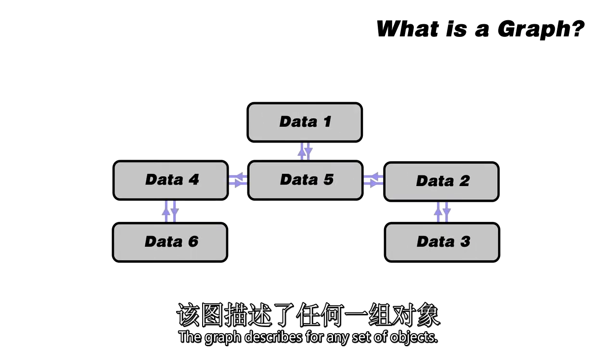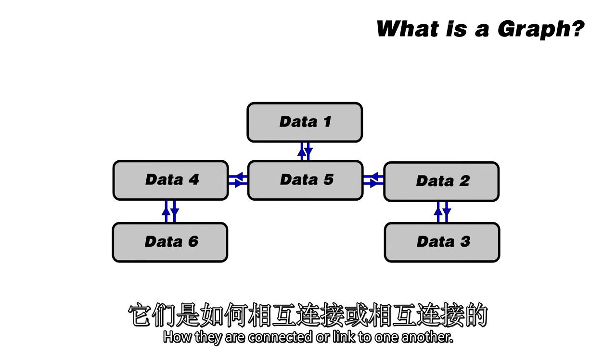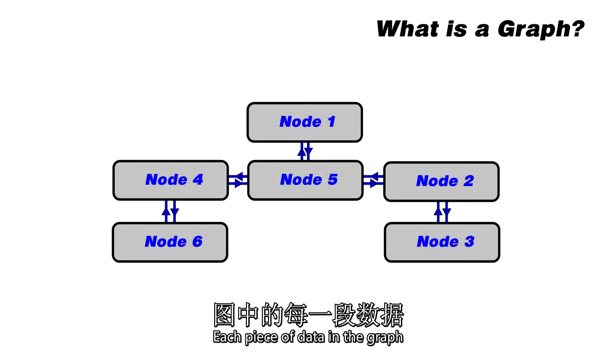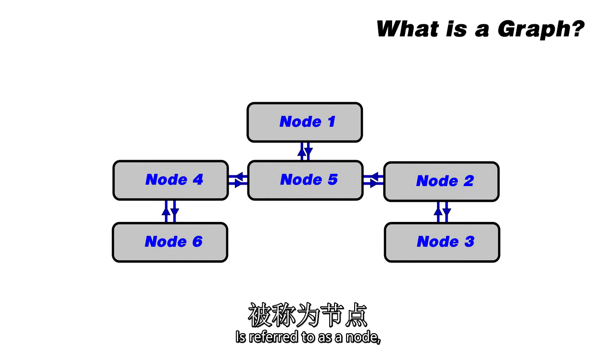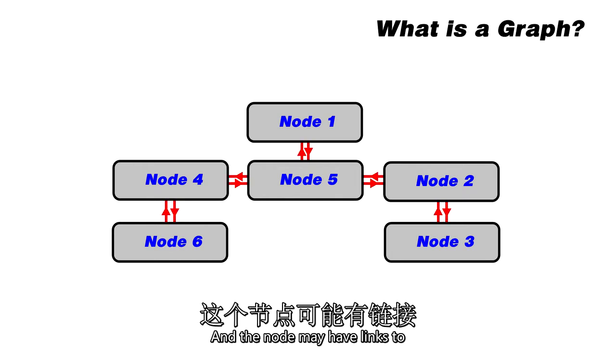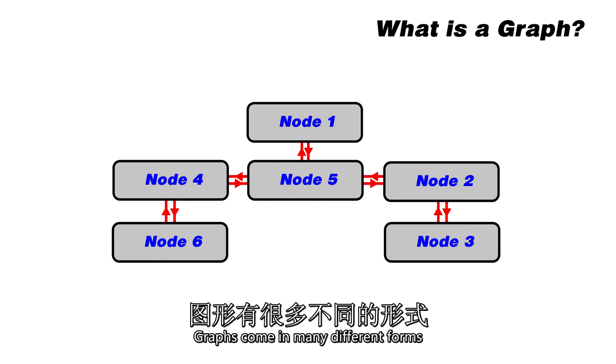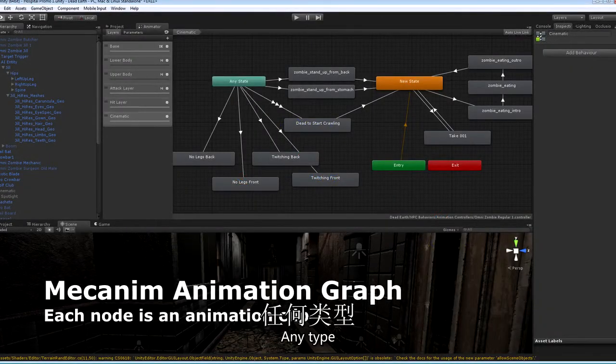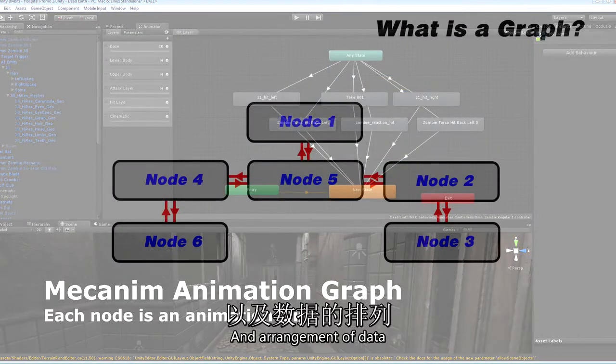The graph describes, for any set of objects, how they are connected or linked to one another. Each piece of data in the graph is referred to as a node, and the node may have links to other nodes in the graph. Graphs come in many different forms and can be used to contain almost any type and arrangement of data.